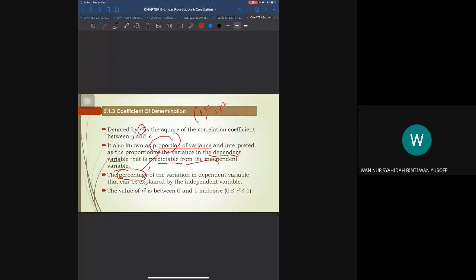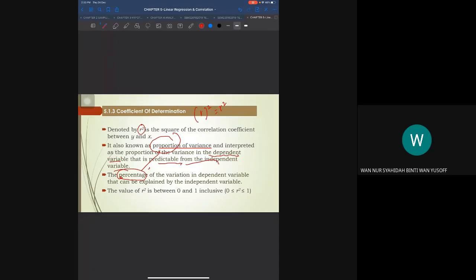The correlation coefficient just now is also about the relationship, but it discusses the strength and also direction of the relationship. So both are about relationship, but they discuss different things. You have to know the difference.